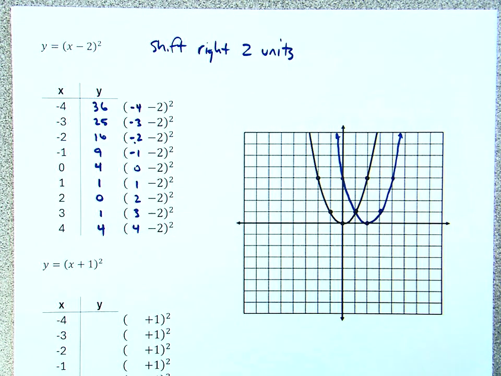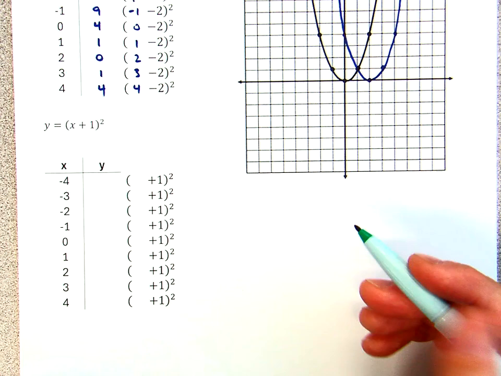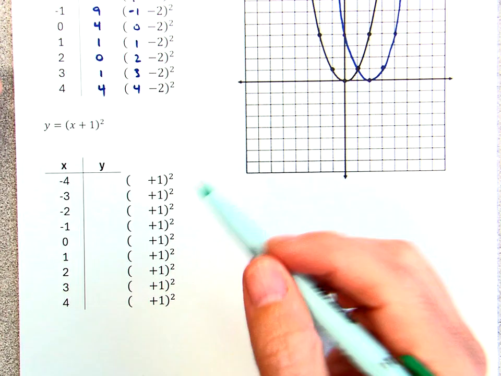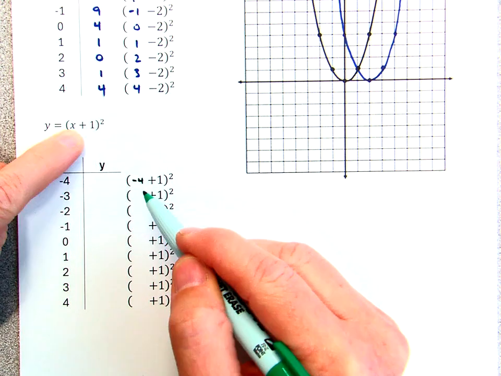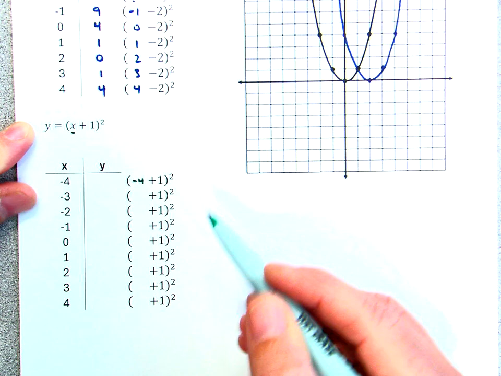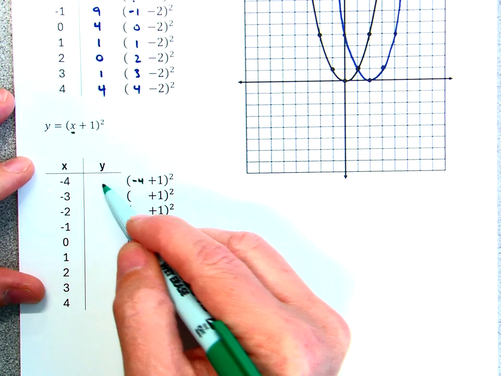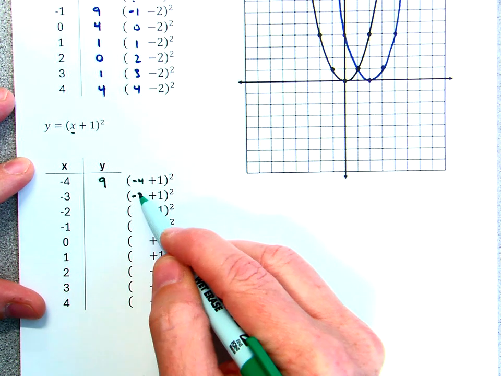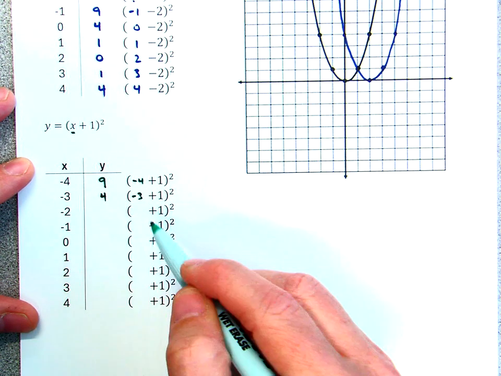Okay. And if we look at this one down here, for a +1, again, I have it all set up, so I don't have to write as much here. But I'm still going to plug in the -4 for the x, right? And then I'll add 1 before I square it. So -4 + 1, -3. -3 squared is 9. -3 + 1 is -2. -2 squared is 4. Right?